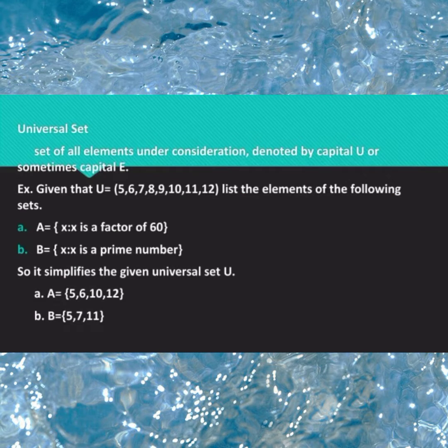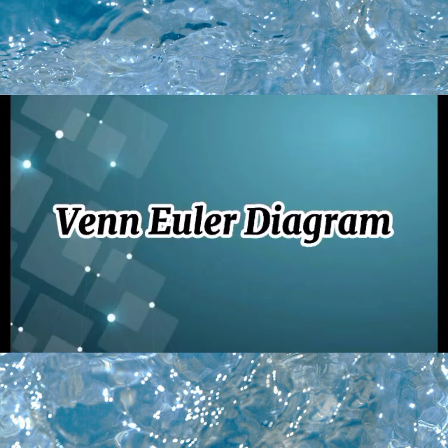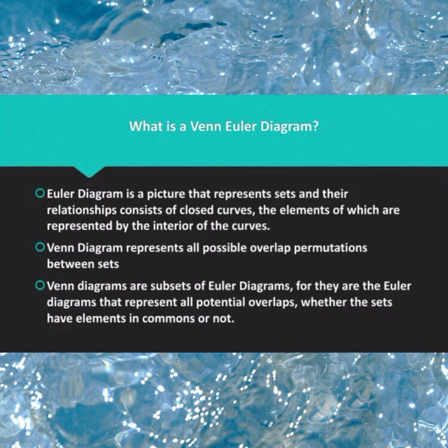The universal set is the set of all elements under consideration, denoted by capital U or sometimes capital A. What is a Venn-Euler diagram? An Euler diagram is a picture that represents sets and their relationships, consisting of closed curves, the elements of which are represented by the interior of the curves. A Venn diagram represents all possible overlap permutations between sets.